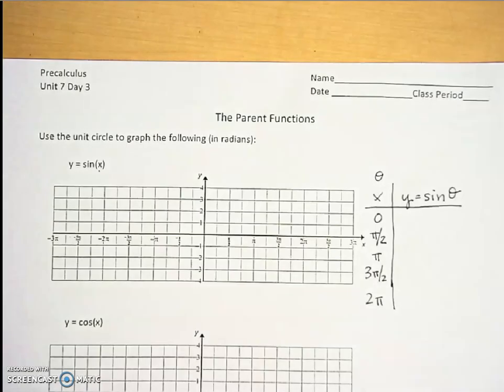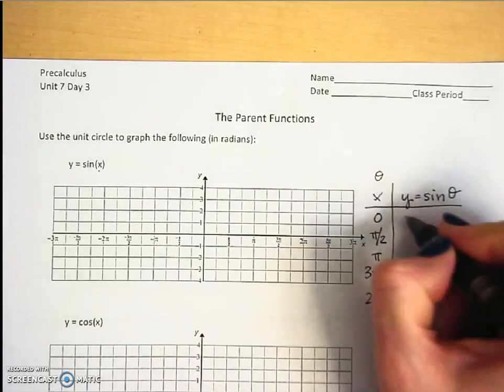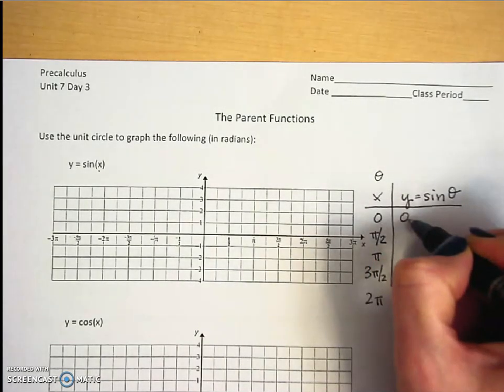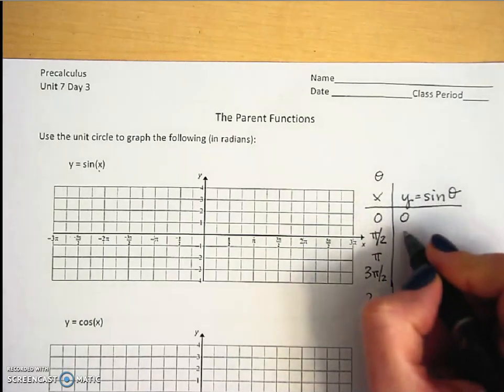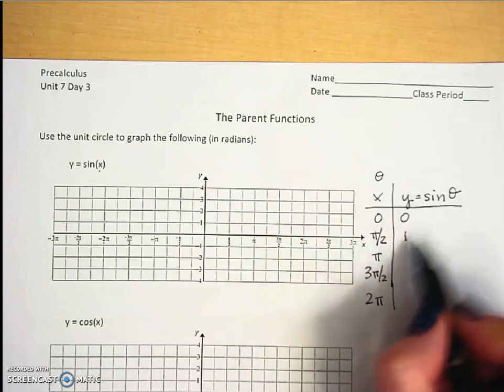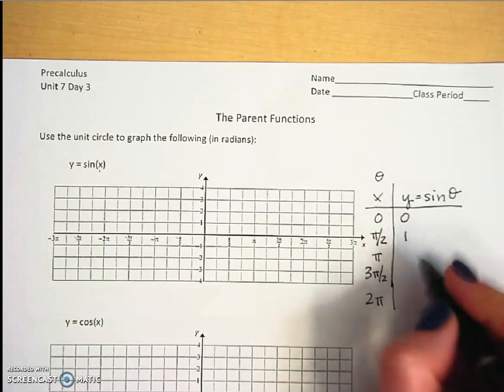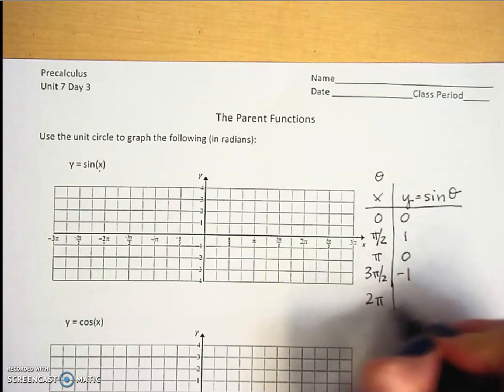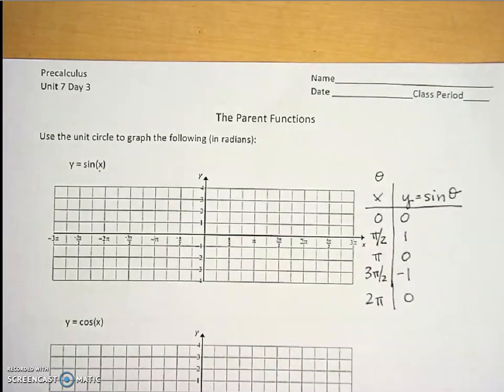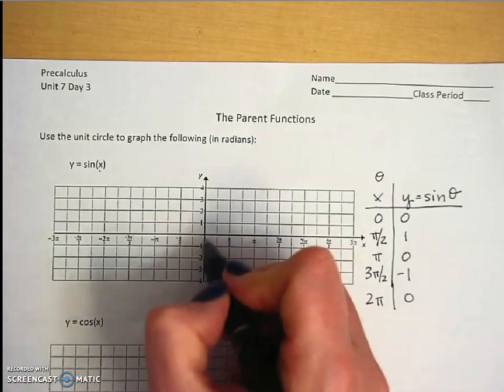When theta is 0, the sine of 0 is 0. That's the y coordinate there on the unit circle. At pi over 2, the y value is 1. So that's the sine value. At pi, the y value is 0. 3 pi over 2, it's negative 1. And at 2 pi, it is 0. So I'm going to graph those here.